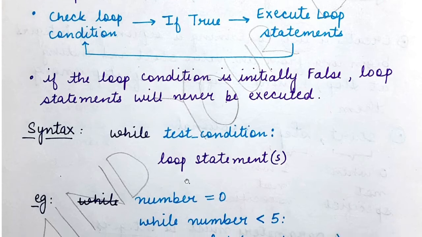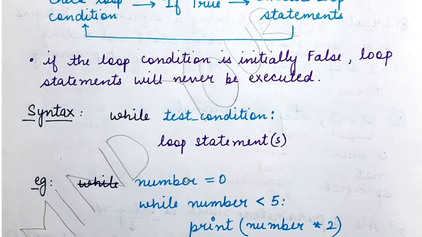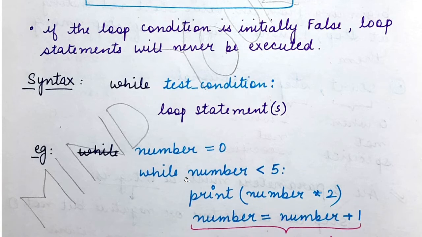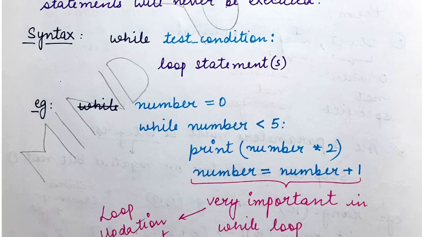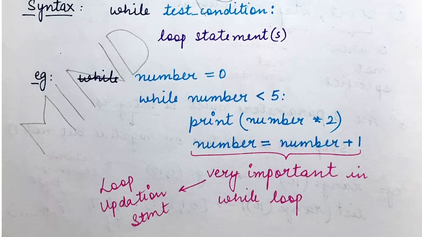All right, now taking a quick example of the while loop. Here we have a variable named number, and we have initialized this variable as 0. Then we have written a while condition which is while number is less than 5. So our loop condition is, as long as this number remains less than 5, we have to execute all the statements written in the while loop.